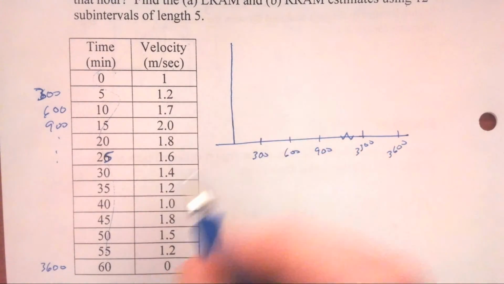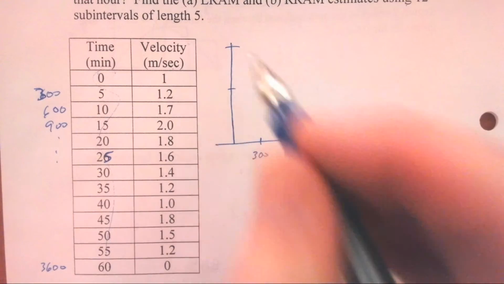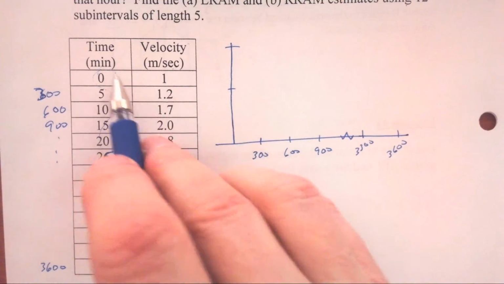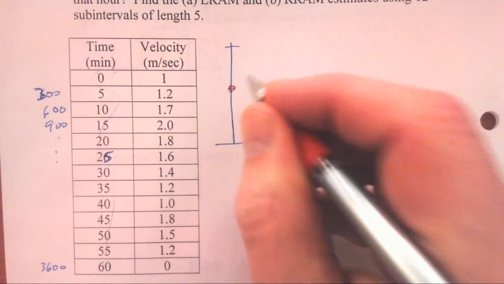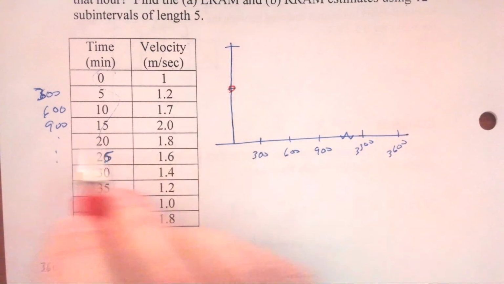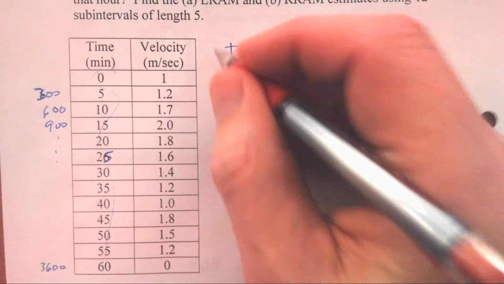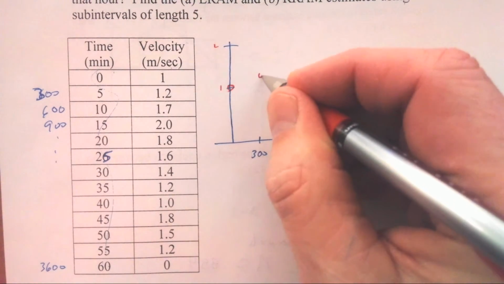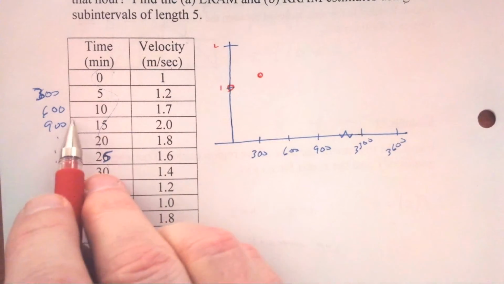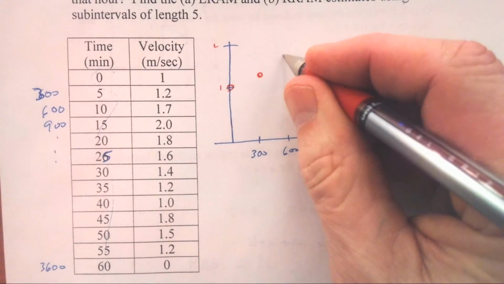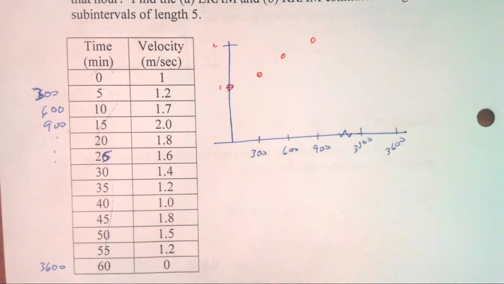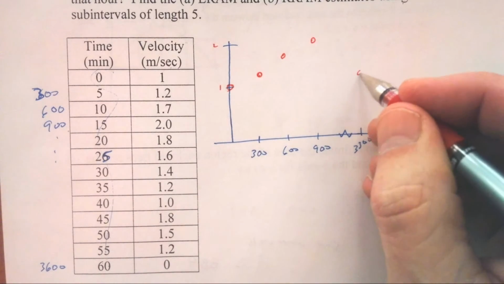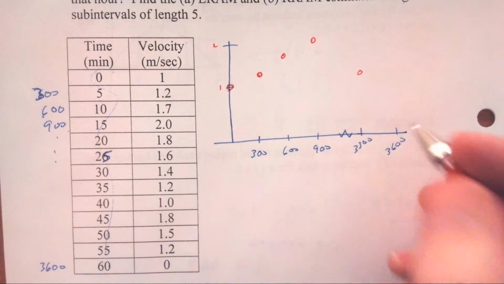So my values go as high as 2 along the way. So at 0, we are at 1. At 300, we're at 1.2. Approximating here. At 600, we're at 1.7. At 900, we're at 2. And then breaking the graph, at 3,300, we're at 1.2. And at 3,600, we're at 0.